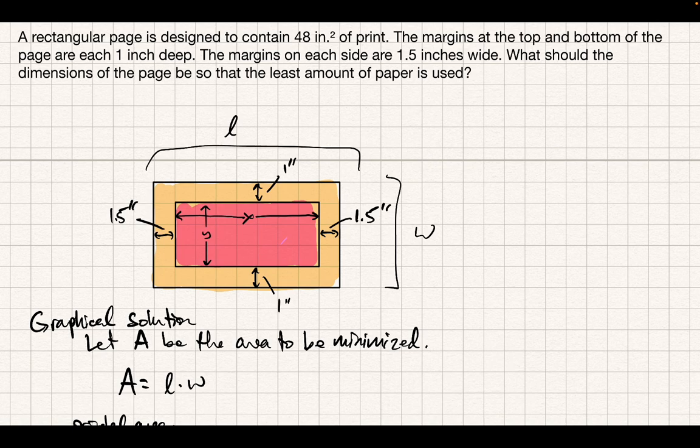What's length? Our length here is gonna be x plus 3, x plus both of the 1.5s. So if you wanted to, you could say x plus 1.5 plus x plus 1.5 equals x plus 3. What's the width, Carlo? That's y plus 2. Y plus these two 1 inch margins, y plus 1 plus 1.